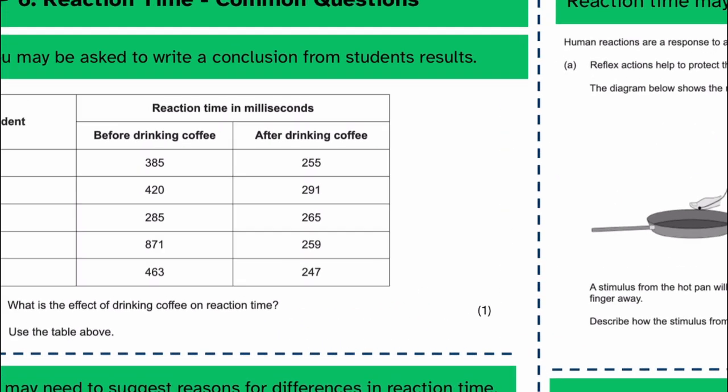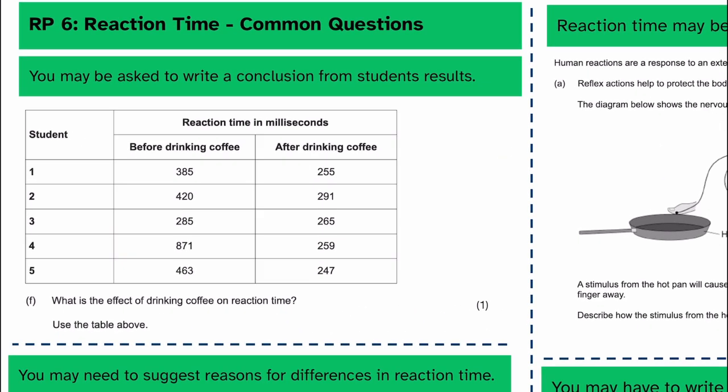Right, here are some common questions. So this first common question is just giving you a set of data. You are given the set of data in a table. This is just basically saying, can people in this exam understand what tables are showing them? And hopefully you can. So this is about reaction time.